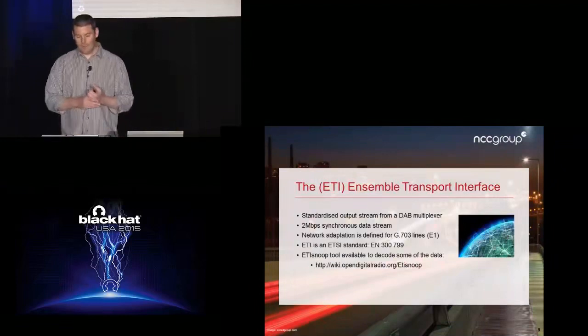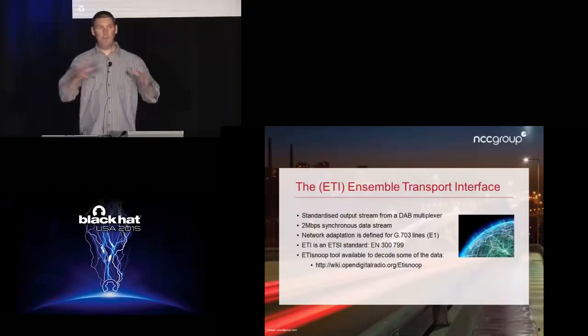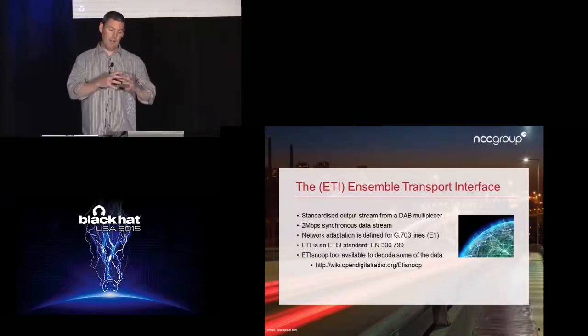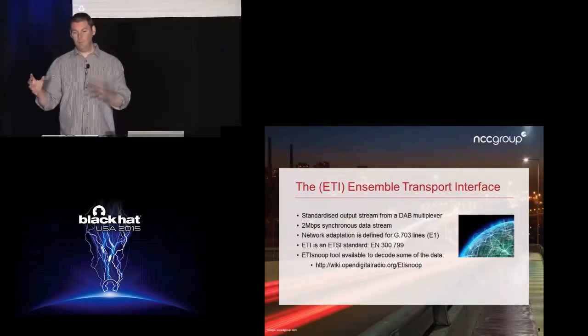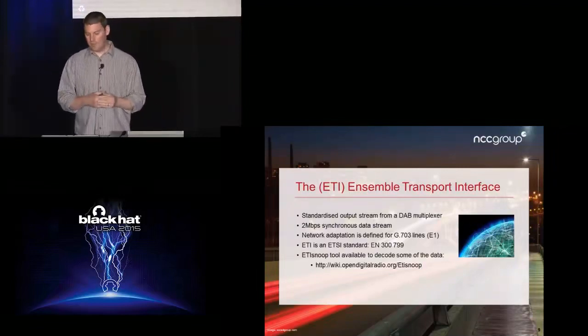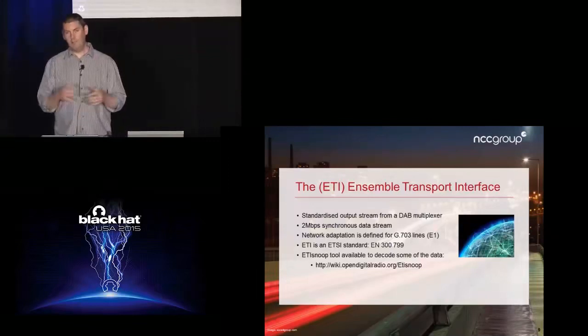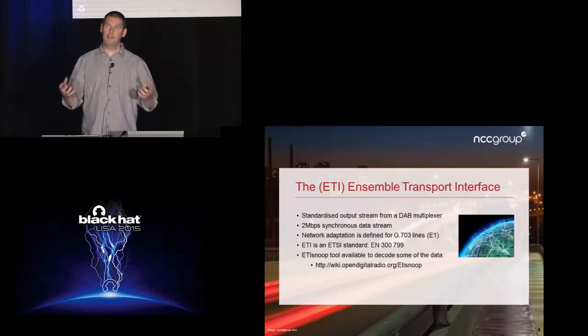So typically, when you have a DAB transmitter, you have two separate hardware components. You'll have the multiplexer, and that will be connected to the modulator and transmitter. And the interface between those two is called the ensemble transport interface. The reason that they're separated is quite often in a broadcast scenario, those two hardware components may actually be in different physical locations.